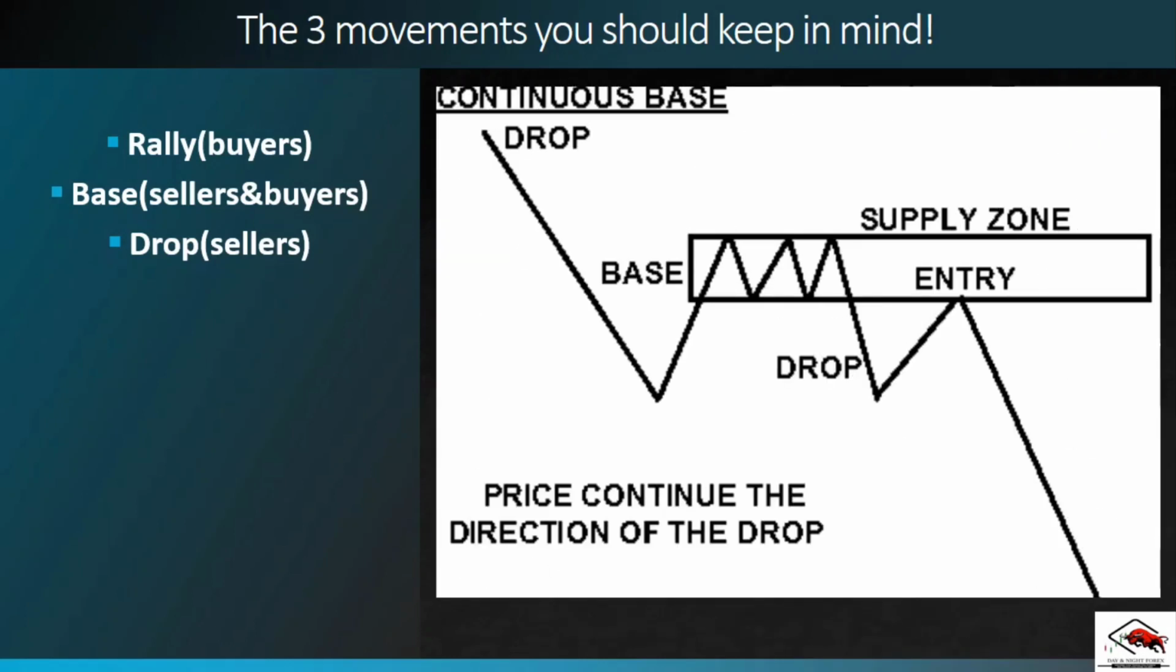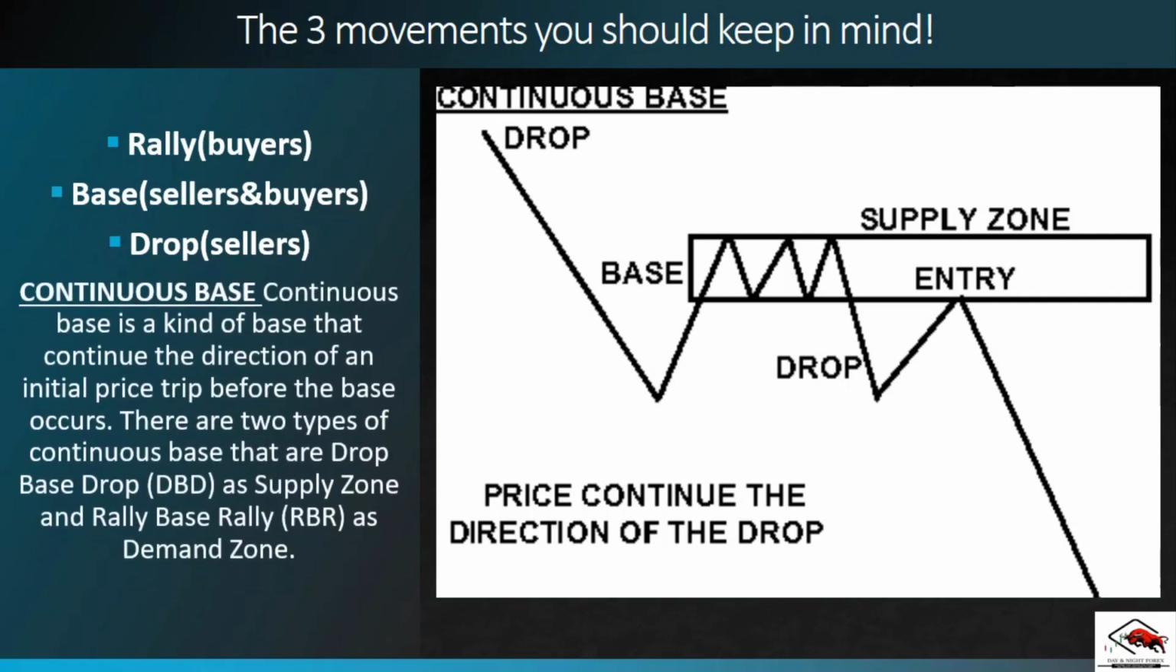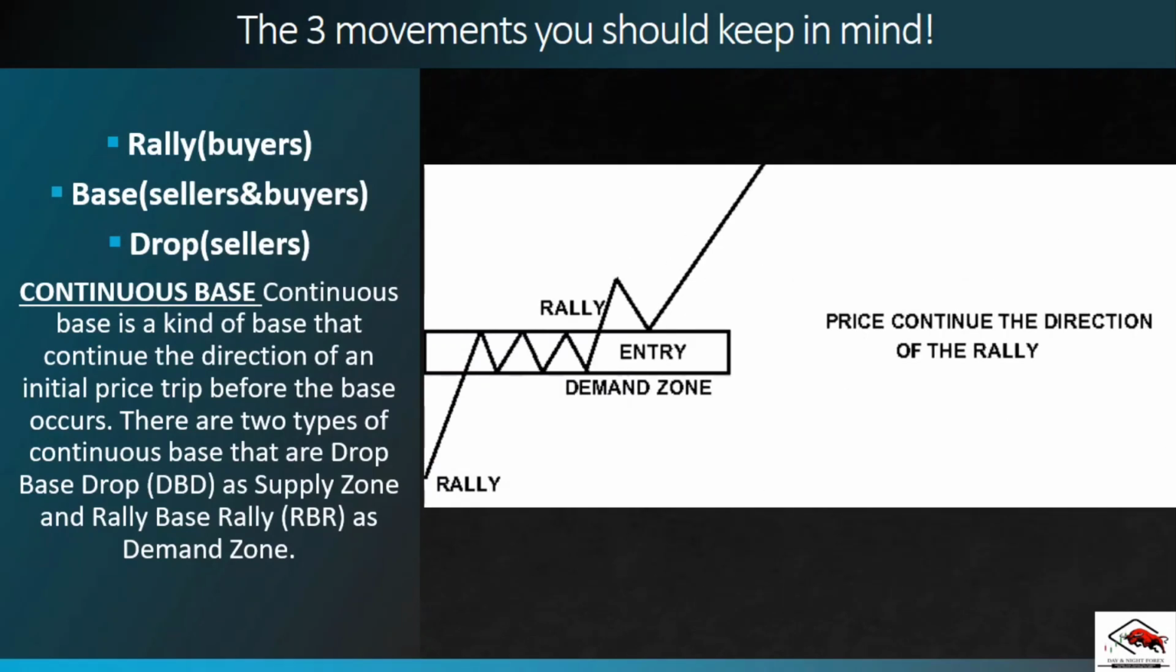So that is what we refer to as the drop. Now, classifying this further, we have what we call the continuous base. The continuous base can be classified into two different types: the drop-base-drop, and the rally-base-rally. What we mean by continuous base is a base that continues the direction of the initial price trip before the base occurs, right? So if the market was going up before the base occurs, it will continue in that same direction. If it was going down, the same, it will continue the downtrend after the base, right? That is what we refer to as the continuous base. There are two types of these continuous bases. The first one is the drop-base-drop, which is in line with the supply zones. And then we have the rally-base-rally, which is in line with the demand zones.